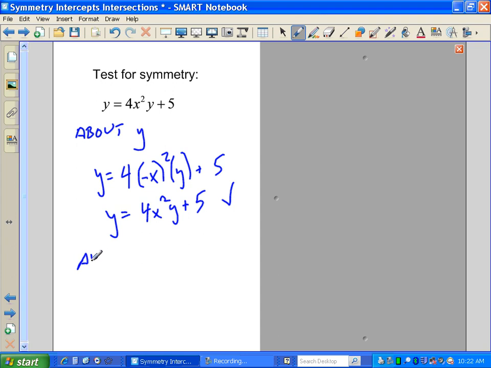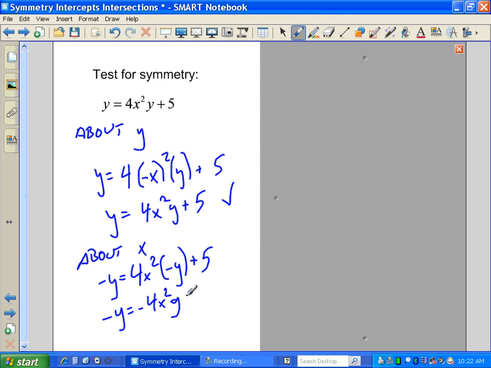If I look for symmetry about x, I replace y with negative y. So I get negative y equals 4x squared times negative y plus 5. And that turns out not to be the same thing, because I end up with negative y equals negative 4x squared y plus 5. Get rid of the negative, I get y equals 4x squared y minus 5, which is not the same thing we started with. So I don't have that.